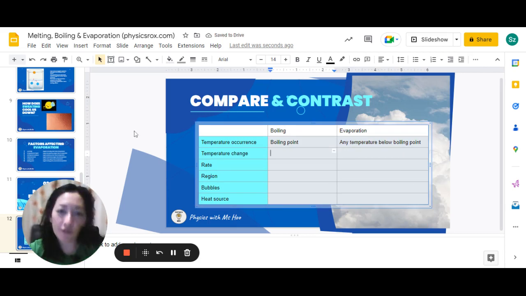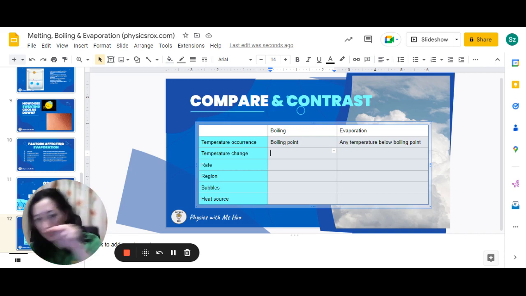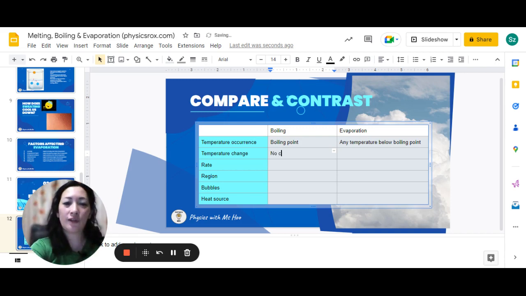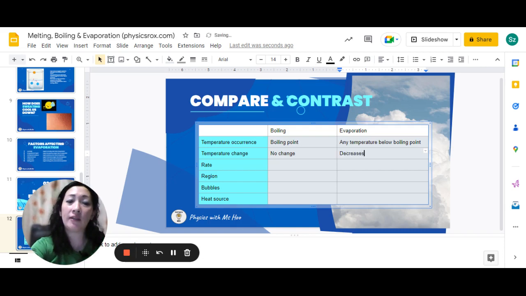Temperature change refers to whether the temperature changes during the process of boiling or evaporation. We've just covered all this in the beginning, right? When boiling occurs, it's a change of state, heating curve, flat line, right? No temperature change. Evaporation, what did we just go through? Cools us down, right? So the temperature decreases.